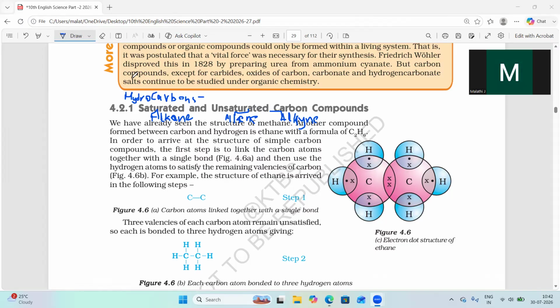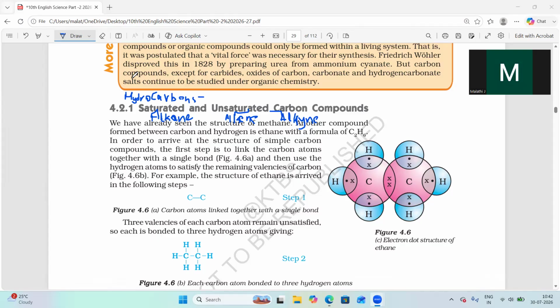So last class we discussed tetravalency and catenation of carbon. Because of these two properties we are getting millions of carbon compounds. In that, we saw how the covalent bonds are formed between the carbon atoms. We also studied how single bond, double bond and triple bond are formed between carbon and hydrogen or any other atoms.